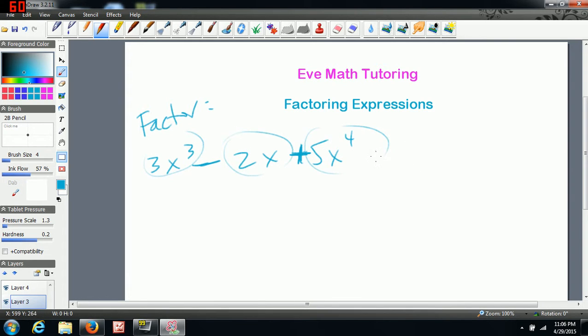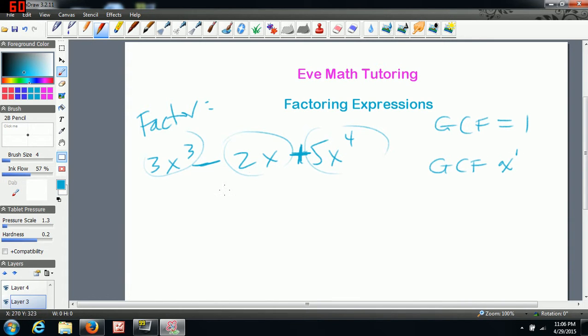You're going to think of the biggest thing that divides into each of them. When I look at the numbers, the greatest common factor is 1. So there's nothing we can do further than that. The biggest number that would divide into these three numbers is 1, so we can't do anything with the numbers. However, when we look at our variables, the greatest common factor for x is actually x to the 1.